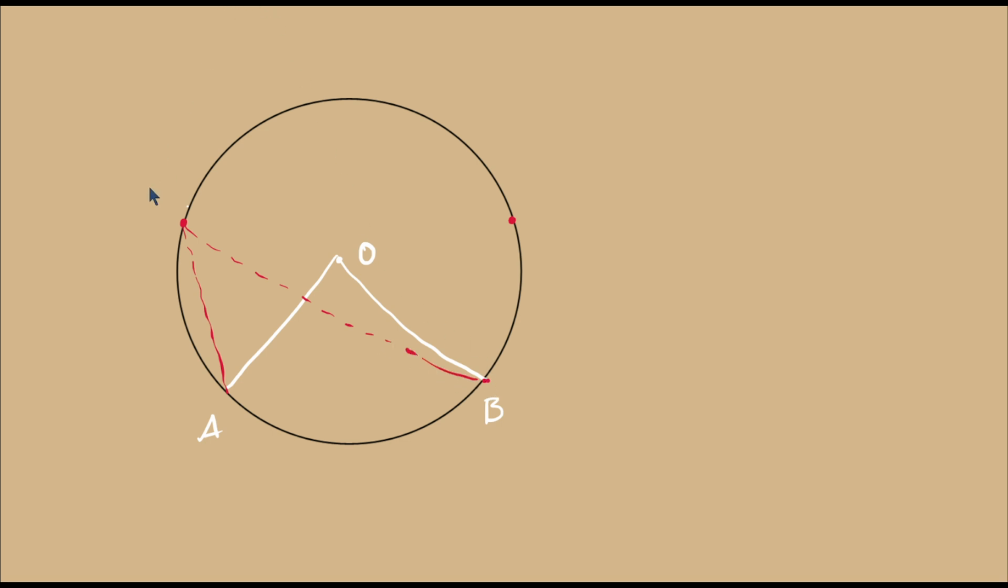Let me call this P1 and let me call this P2. So what would have been the case if it was here? Again, the angle at P2 would be half of AOB. And this is the proof of the other theorem also.